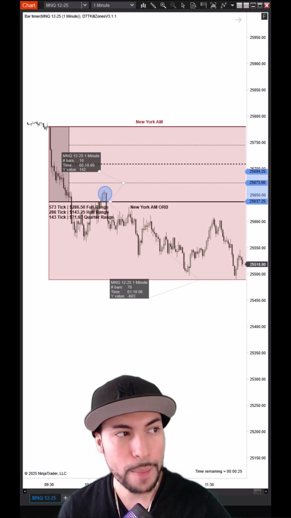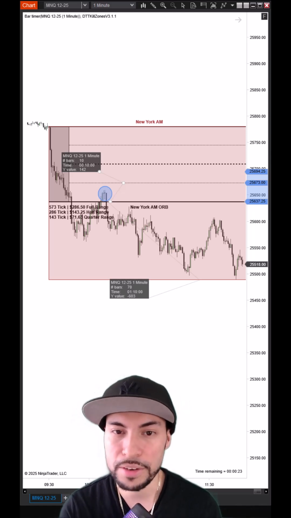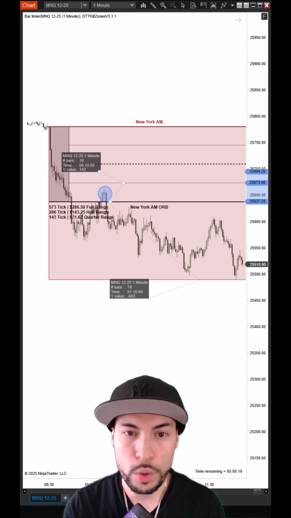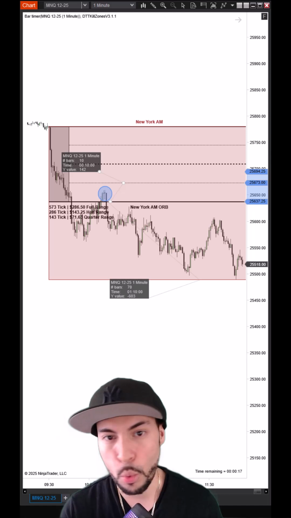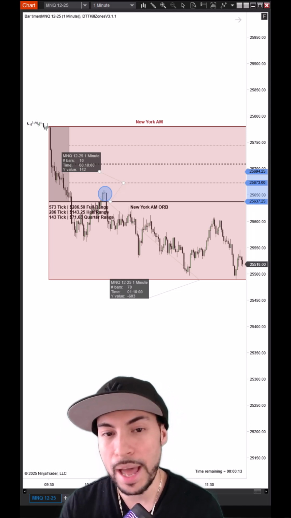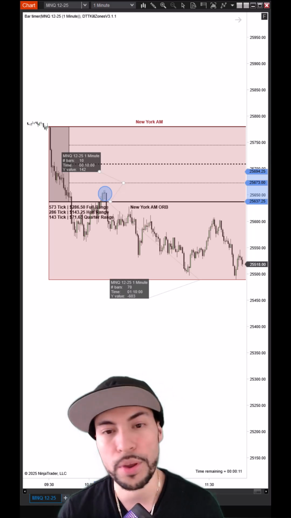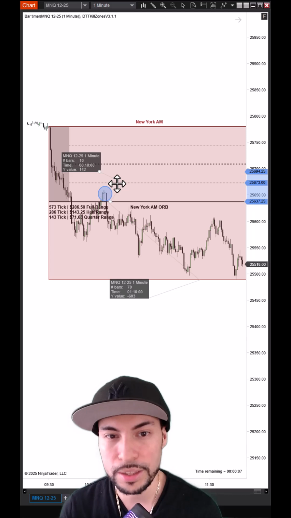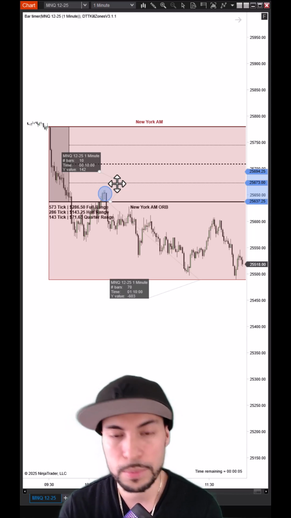Why? This happens every single session. Every single session, when the session opens up, you are always going to have a move available. Now, whether it's a good move or a bad move, we don't know. We have to analyze and understand what the market's doing, whether it's rejecting off of something, or if it's not rejecting off of something. That's completely up to you.